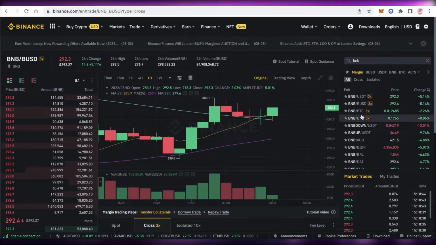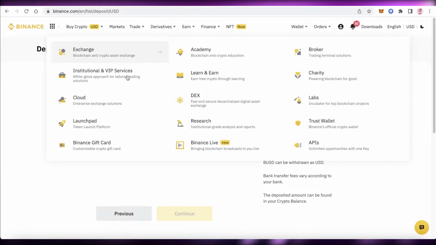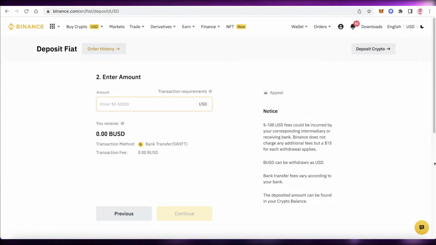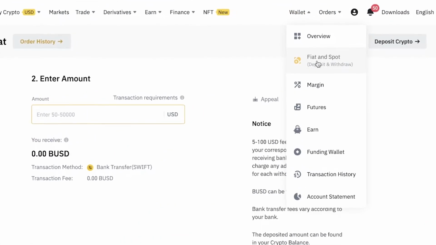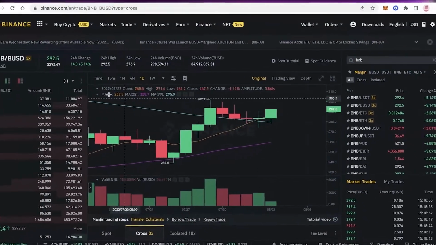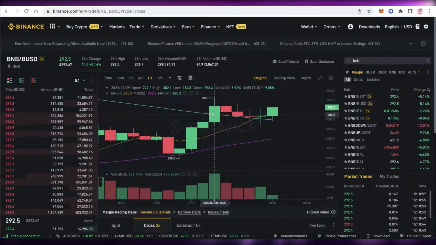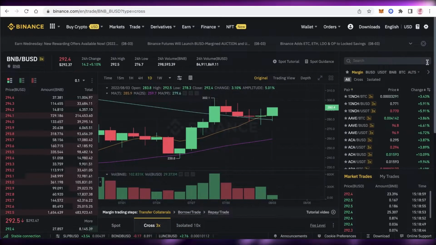Now over here, you might be wondering, okay, now I have BUSD, I converted my USD to BUSD in my wallet, I have deposited it in my spot/fiat account. Now, what you're going to do is you're going to go back to this chart over here. You're going to search for BNB/BUSD.